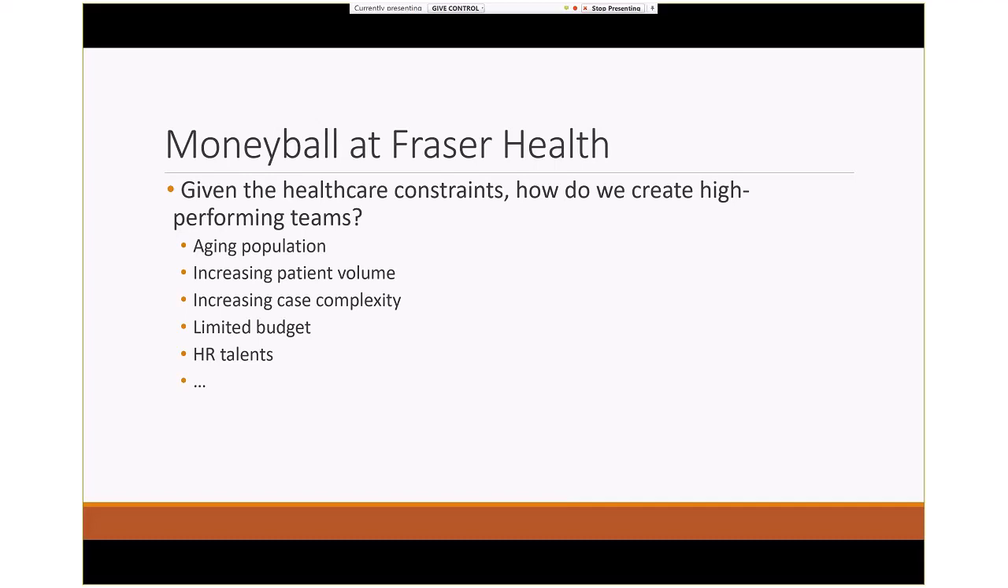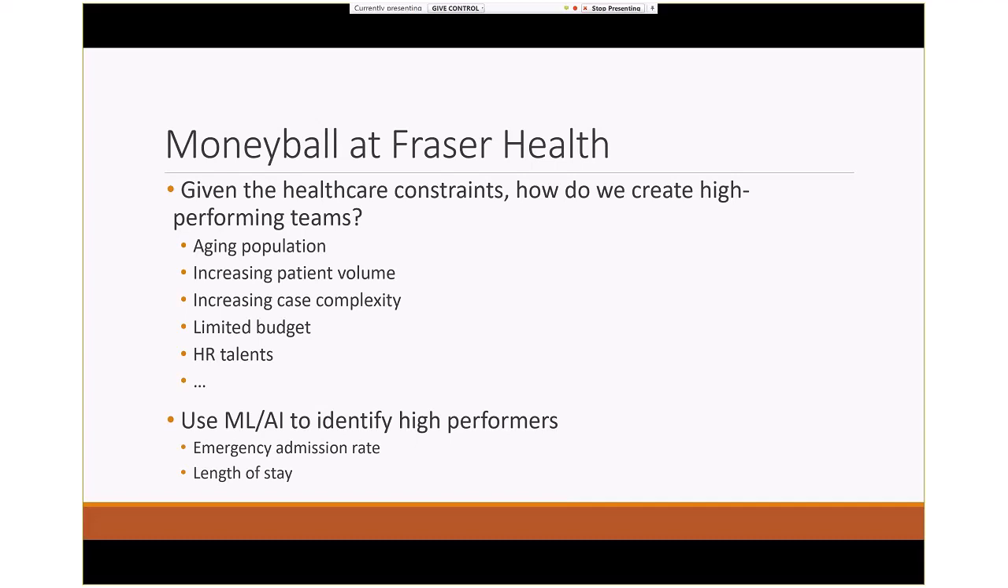So these are many of our constraints that we have to go by. We cannot go around them. But we can use ML AI with these constraints in mind to identify high performers. In this case, as a proof of concept, we're defining high performance as physicians who were able to have an appropriate emergency admission rate. And by appropriate, I mean physicians who were able to know which patient to really admit to the hospital and which patient could be safely discharged back to the community, to a community service like the urgent primary care clinic. So that would be an example of a performance evaluation.